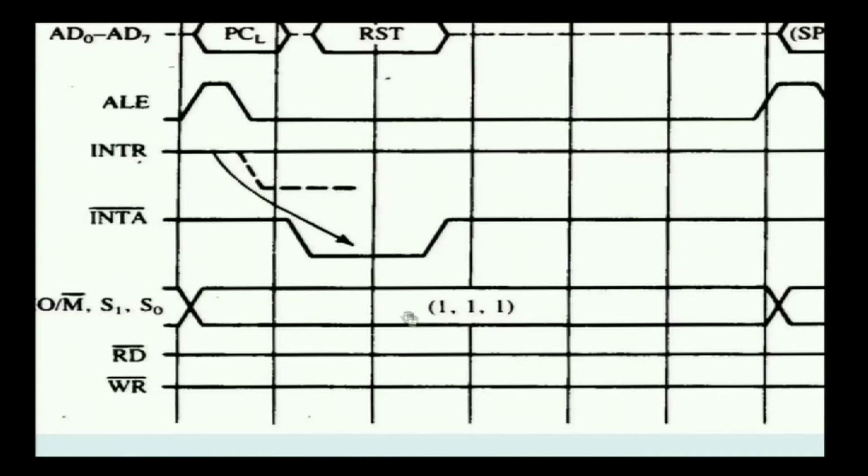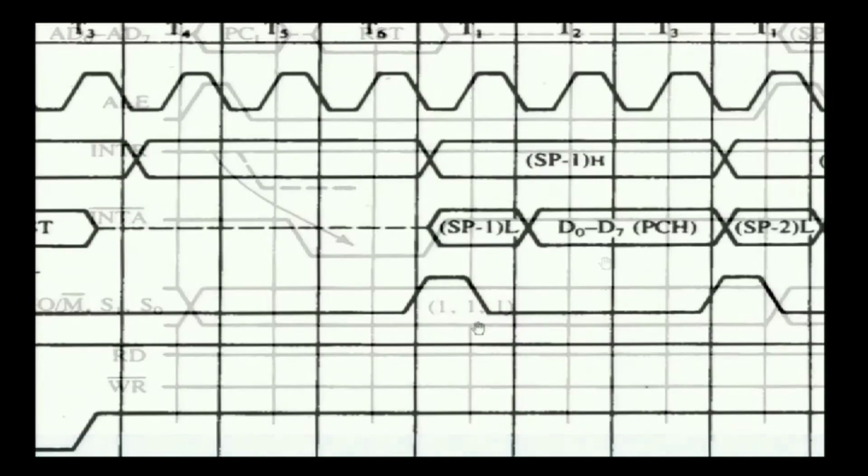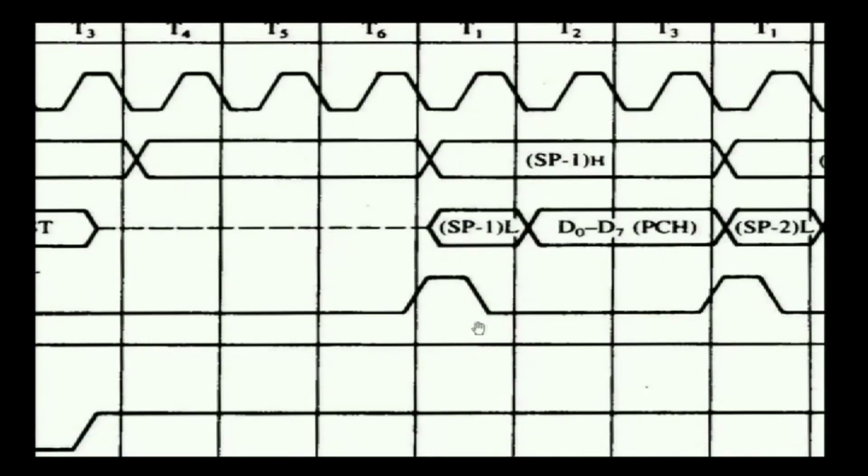This indicates the interrupt signal. 111 represents the IO/memory bar, S1 and S0. These all signals are high. Suppose the signal is 011, it represents the opcode fetch. Here no read or write operation is performed, only the signal is enabled. The ALE signal is always high to demultiplex the address and data lines.